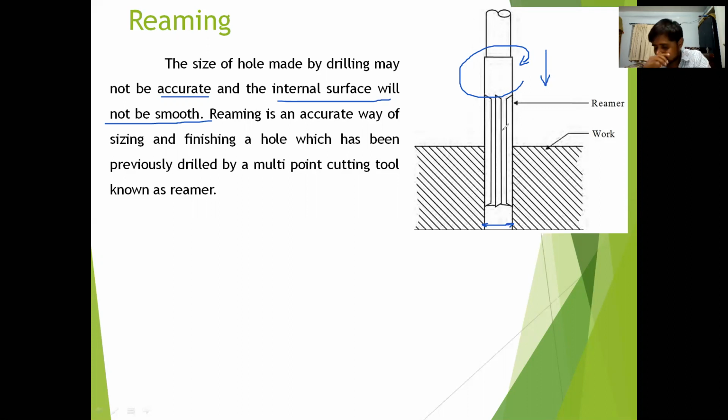But here we are going to use the reamer tool instead of the drill bit. So reaming is an accurate way of sizing and finishing a hole which has been previously drilled, using a multi-point cutting tool known as a reamer. So this is also a multi-point cutting tool.